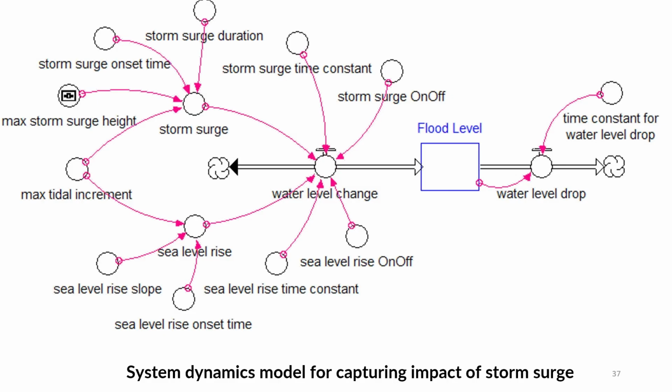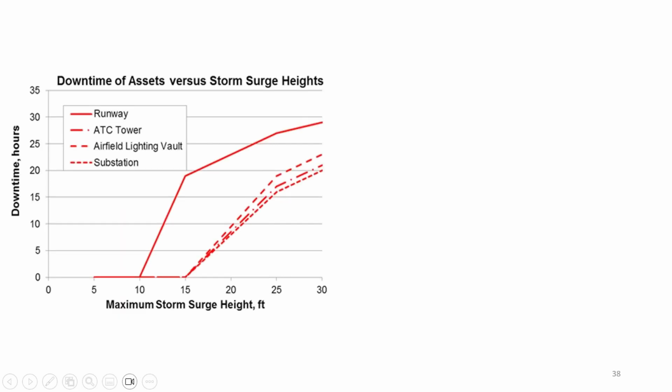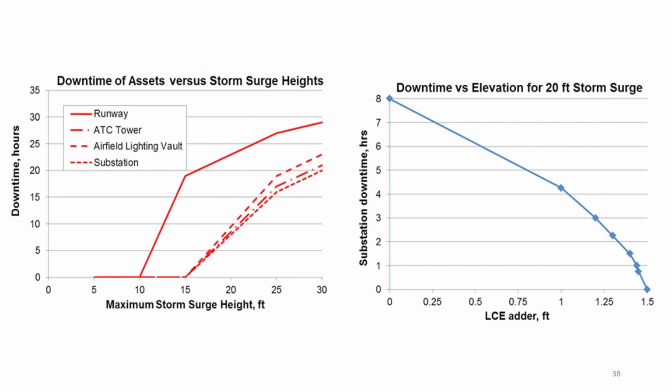And this is zooming into one simple component where you can see that if I have the impact of storm surge, I can look at the flood level and I can see the different impacts from sea level rise, maximum storm surge heights. What do we get out of this? You see here I have two graphs.